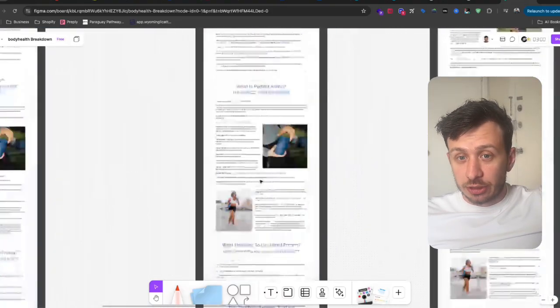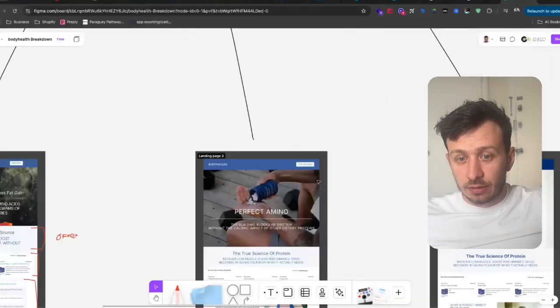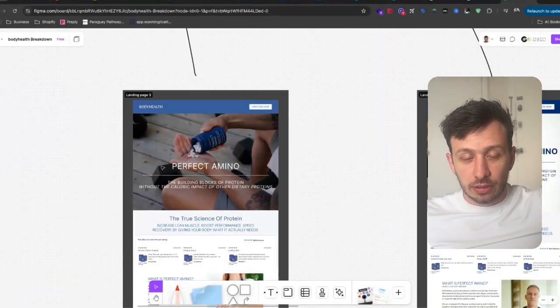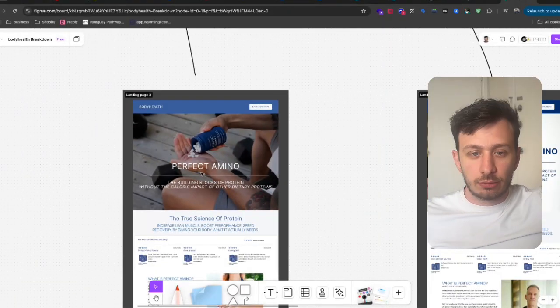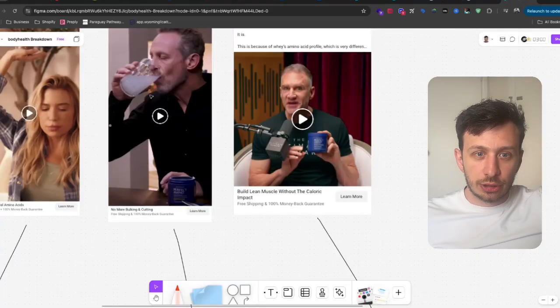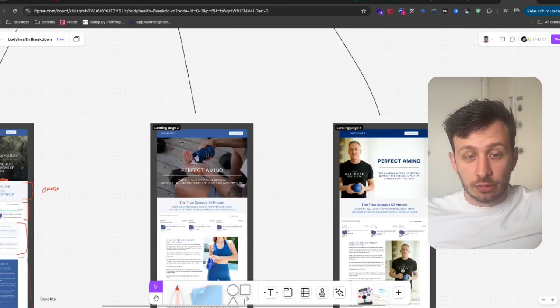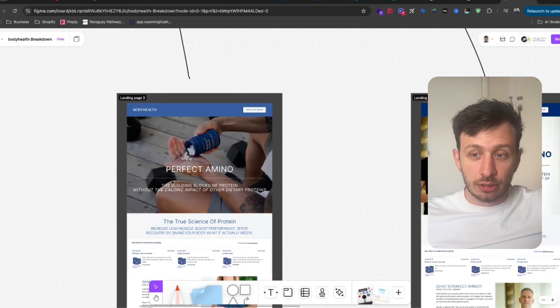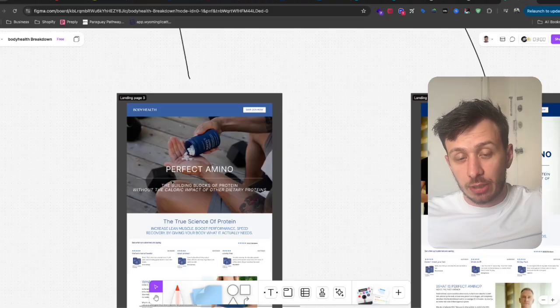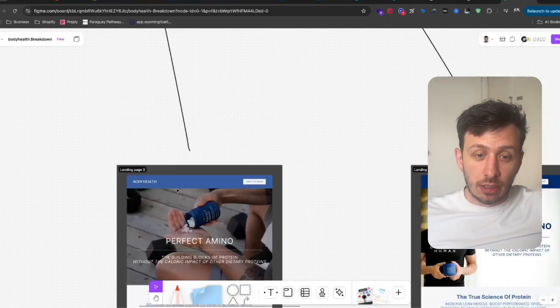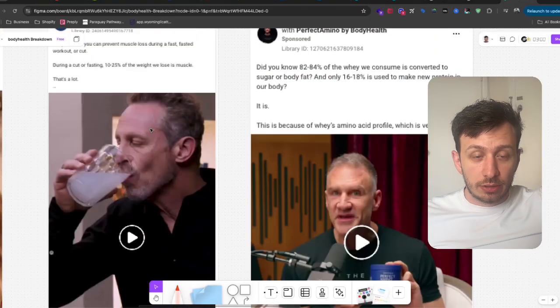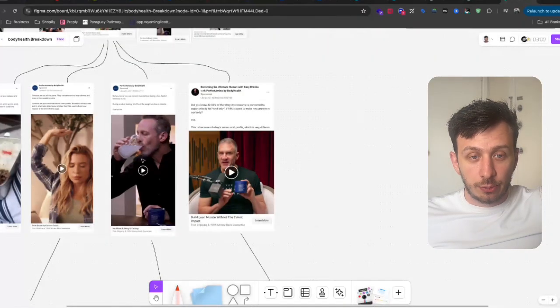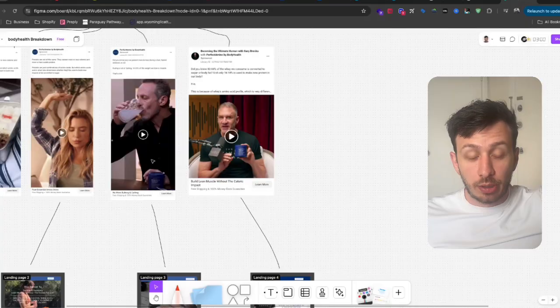So all those pages are very similar, as I said. Here, the angle is a little bit different because it has to follow the ad and be congruent with this one, which is this doctor that is consuming the product. So it's just stating perfect amino because at that point people already know about those amino acids. And I'm pretty sure they're talking about it in the ad right here because it's in the form of a podcast essentially.